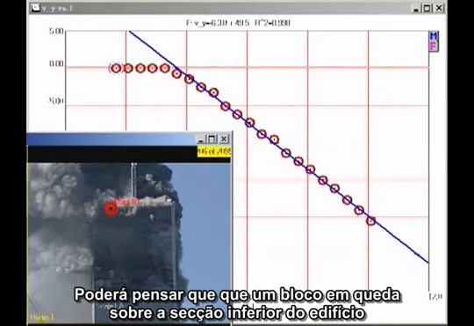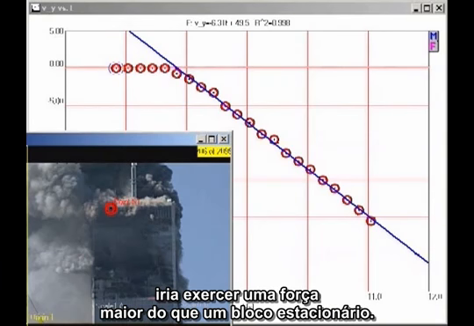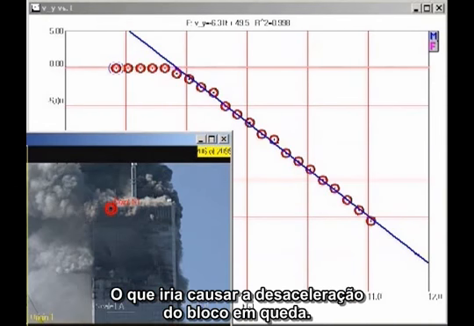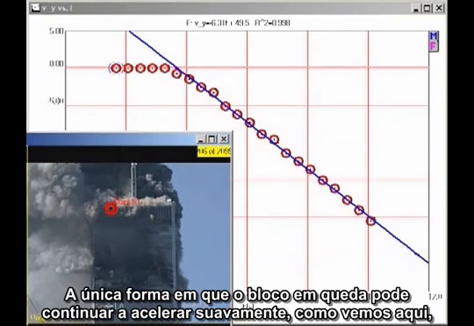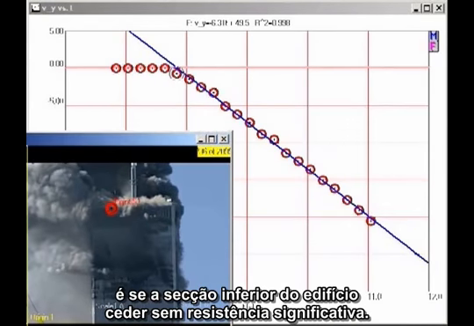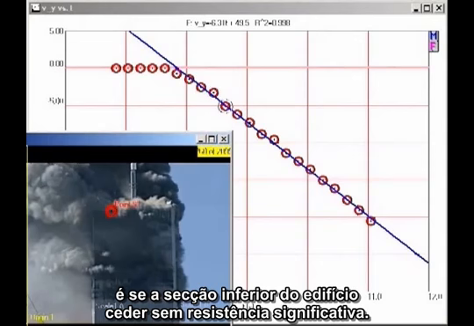You might think a falling block coming down on the lower section of the building would exert a greater force than a stationary block. But that is true only if the falling block actually impacts the lower block, which would cause the falling block to decelerate. The only way the falling block can continue to accelerate smoothly, as we see here, is for the lower section of the building to give way without significant resistance.